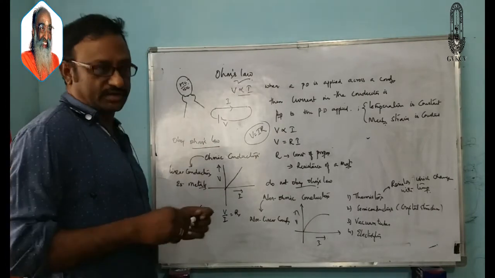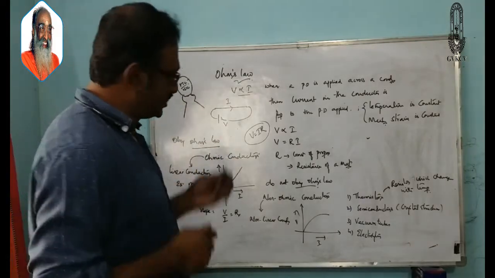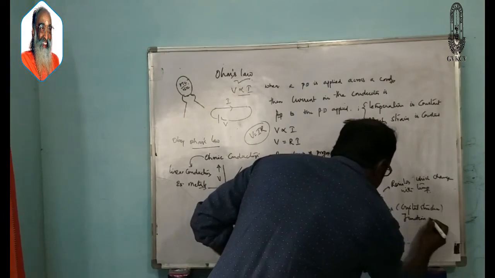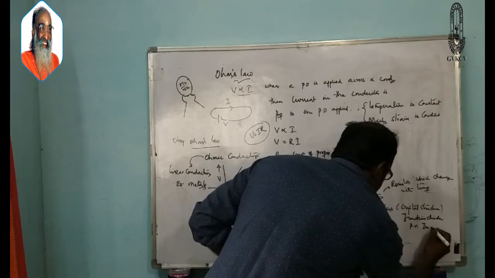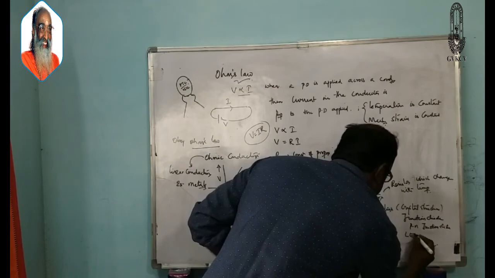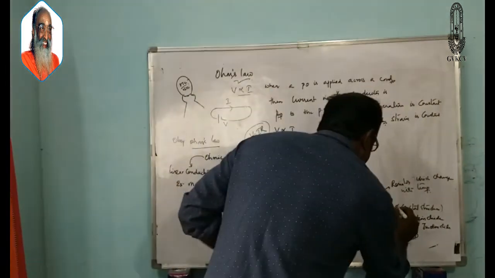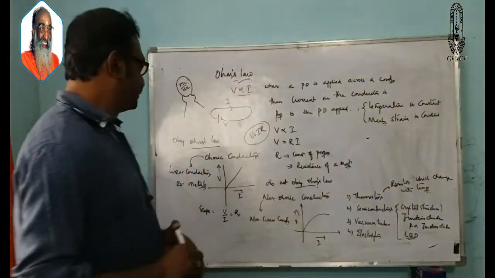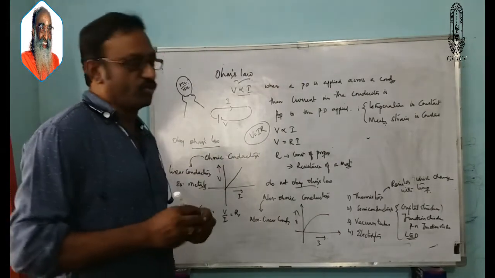So that is about thermistors and semiconductors. These are the crystal structures. What are semiconductors? Like junction diodes, the PN junction diode, and you know well about LEDs, light emitting diodes. So these are examples. And you know about vacuum tubes and electrolytes. These are the examples for ohmic conductors and non-ohmic conductors.